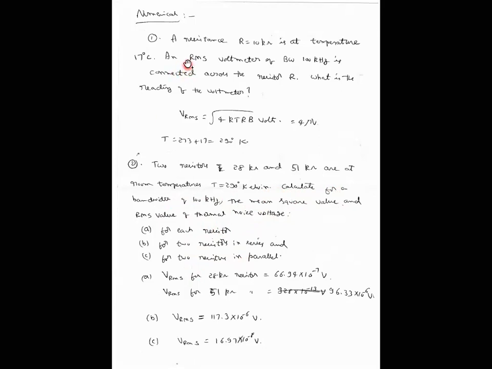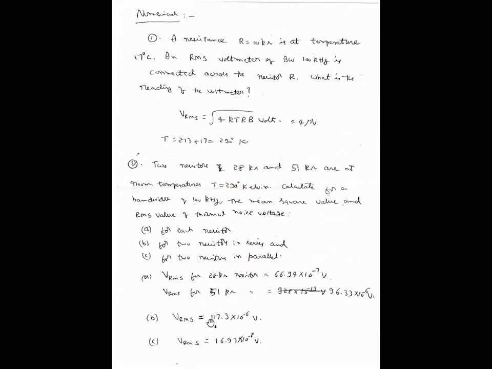Similar to the previous problem, just a small extension, not just for one resistor. Here the question is to compute the mean square value and RMS value for two resistors in series and in parallel. We know how to calculate equivalent resistance when the resistors are connected in series and in parallel. So by just replacing R by R1 plus R2 in case of series, and R1 R2 by R1 plus R2 in case of parallel, you will be able to solve this.